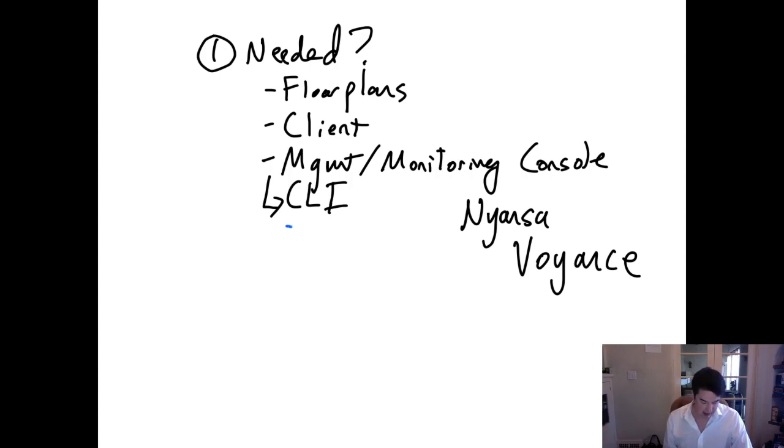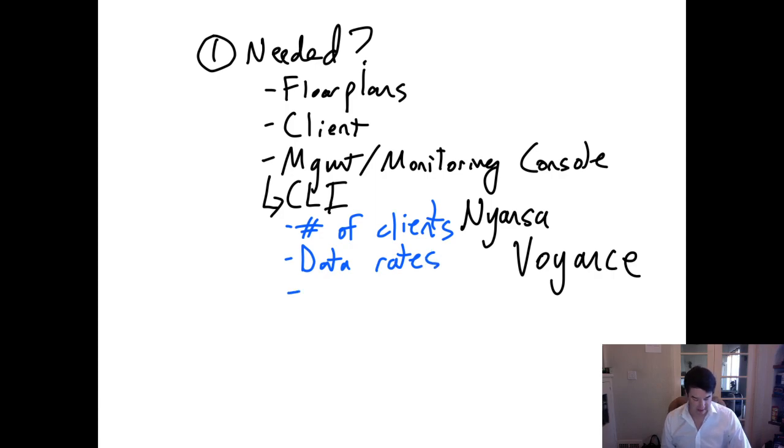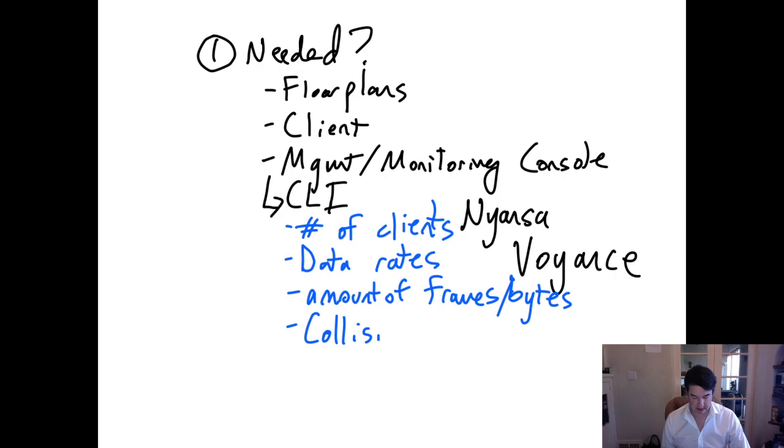And again, some of those things are the number of clients that might be connected to a given access point, the data rates that an access point is using, the amount of data, or the amount of frames, the amount of bytes of data. That can be a useful diagnostic thing to look at. The number of collisions, and these are Wi-Fi collisions, not network collisions. Perhaps a percentage of the collisions that are happening on a network.